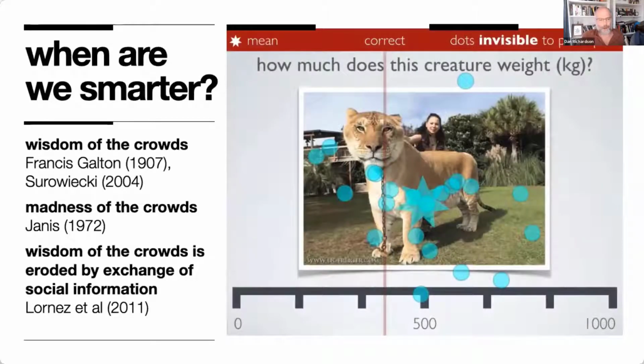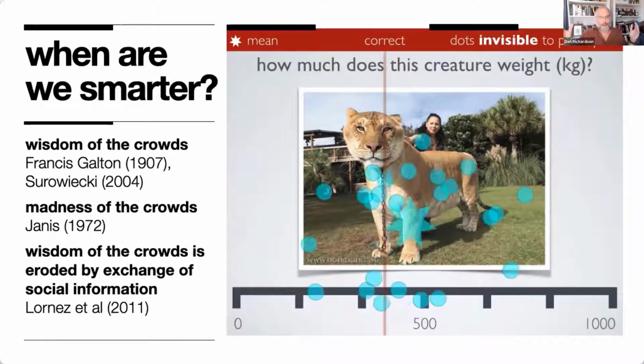This is just a little experiment looking at the wisdom of the crowds, where we get people to say how much this creature weighs. That's a liger. And they drag their little dots to give their answer. The star there is the average answer. Right now, they can't see each other's responses. I've drawn them back in. And what you find, just as Galton observed a long time ago, is you get a distribution of answers, but the average of those answers is really hauntingly correct. He called it the wisdom of the crowds.